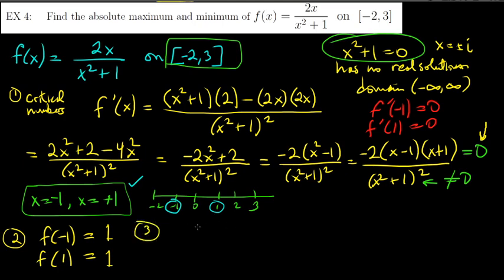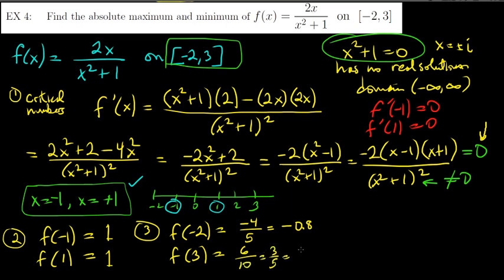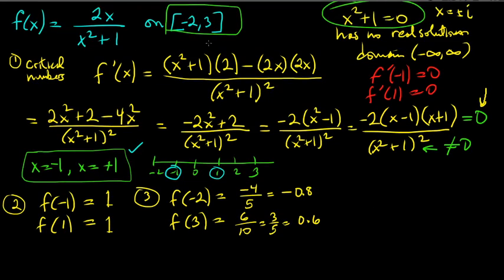And then what was step 3? Step 3 was to plug in the a and the b. In this case, a is negative 2, and b is positive 3. So we plug those, again, into the original function. Don't plug them into the derivative. So here, what are we going to get? We're going to get, let's see, negative 4 over 5, or if you prefer, negative 0.8. And when you plug in 3, you're going to get 6 over 10, which is 3 over 5, which is positive 0.6. Okay. Again, I did that very quickly. I think I'm right, but you might want to double check.